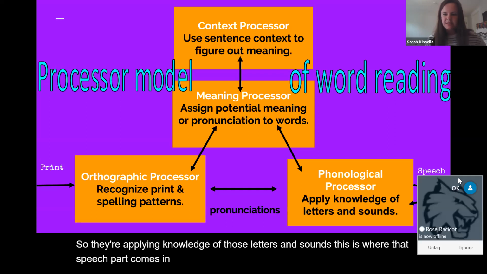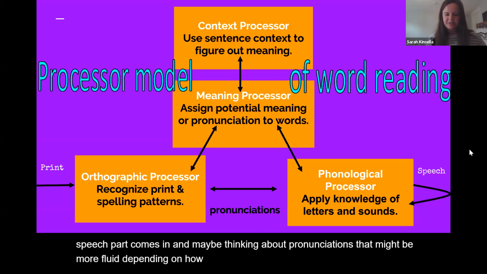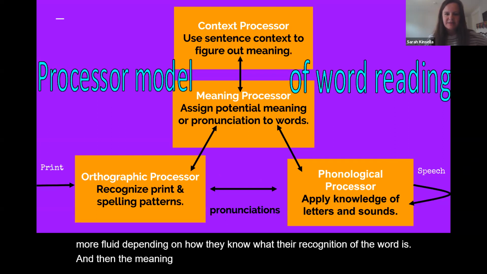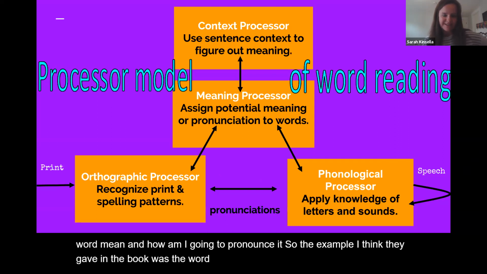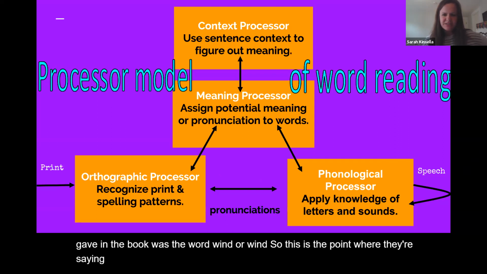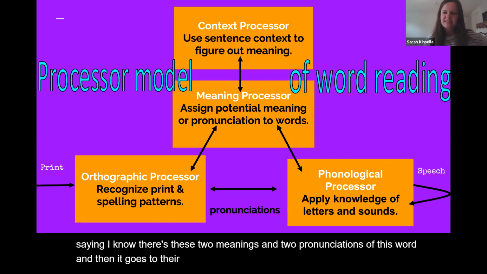This is where that speech part comes in, and maybe thinking about pronunciations that might be more fluid depending on their recognition of the word. And then the meaning processor is assigning what could this word mean and how am I going to pronounce it? So the example I think they gave in the book was the word wind or wind. So this is the point where they're saying, I know there are these two meanings and two pronunciations of this word, and then it goes to their context processor, and they're going to use the sentence context to figure out what that word means.